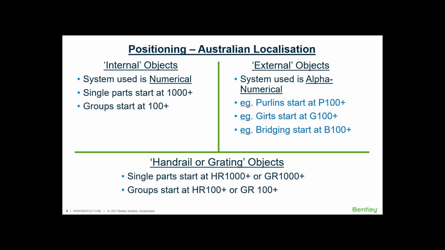As far as the grading and the handrail, it's the same story. So HR 1000 for the handrail, GR 1000 for the grading, and the groups break into the hundreds again. So I hope that makes sense. It works all pretty well. And again, the staging and phasing of big jobs works in with this really nicely as well.